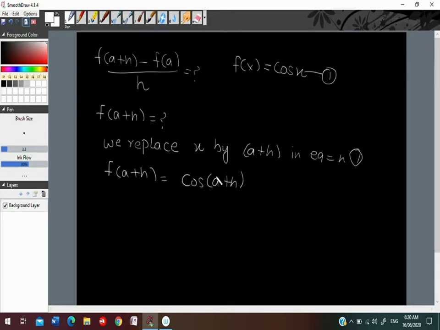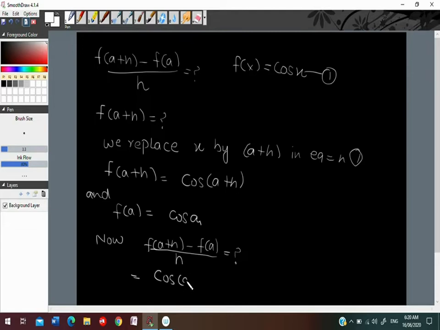And f of a is equal to cos of a. Now f of a plus h minus f of a divided by h, we have to find this. So when we put the values of these equations, cos of a plus h minus cos of a divided by h. Here we have to use a formula.